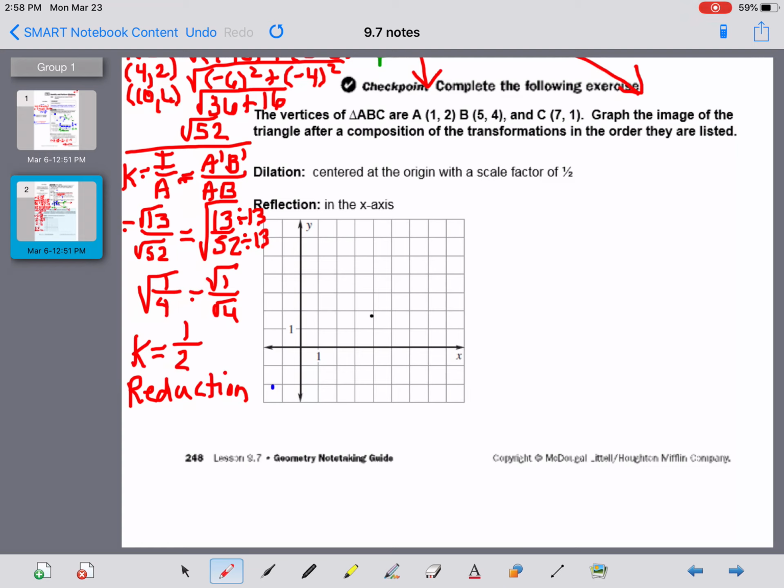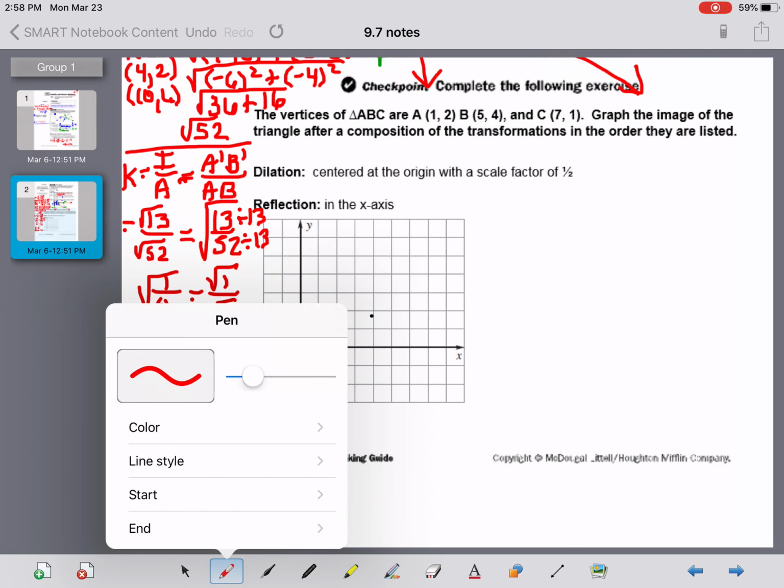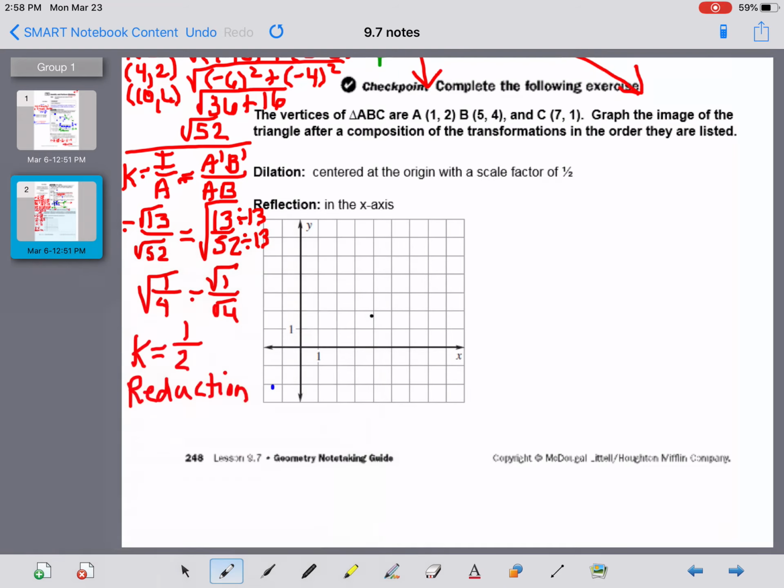And we're ready for our last and final example here. It says the vertices of triangle ABC are given there. Graph the image of the triangle after the composition of the transformations in the order they are listed. And it gives us a dilation and a reflection.